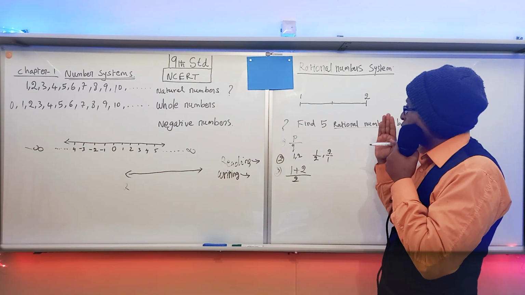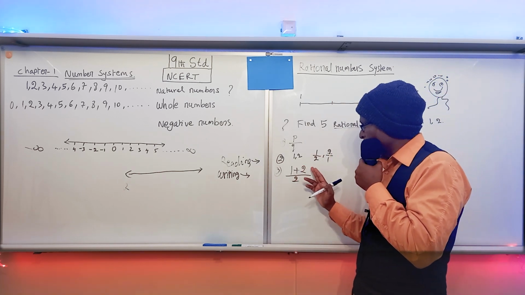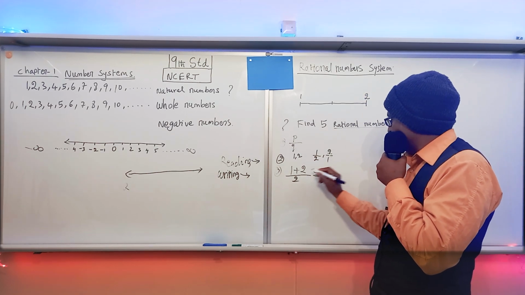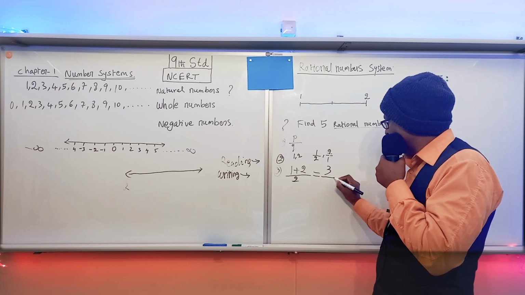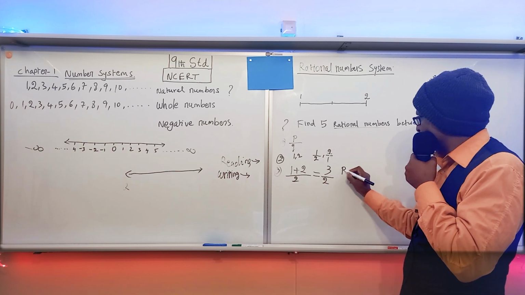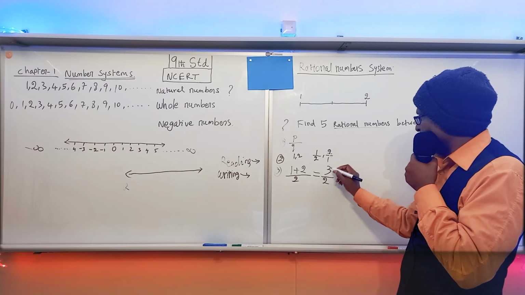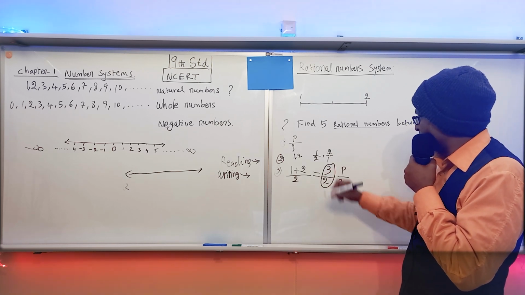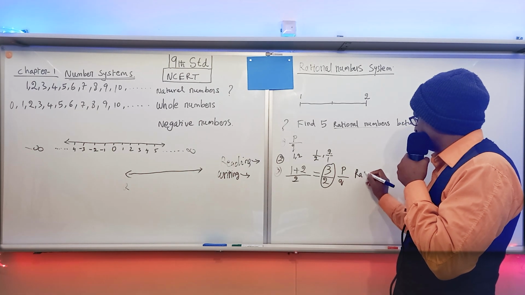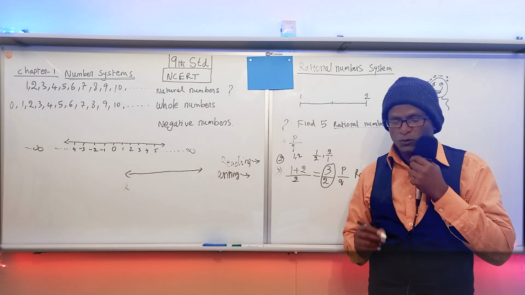But here, to find a rational number between 1 and 2, we add them, 1 plus 2, which is 3, and divide by 2. What do you get? It's easy as pie, 3 by 2. This is in the format P by Q. Easy, right? So we got a second number, 3 by 2. It's a rational number. What next? What do you do here?